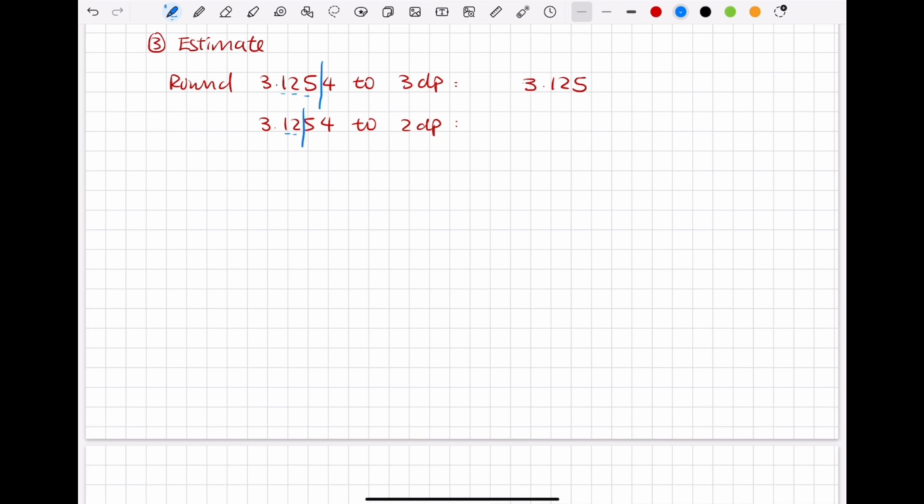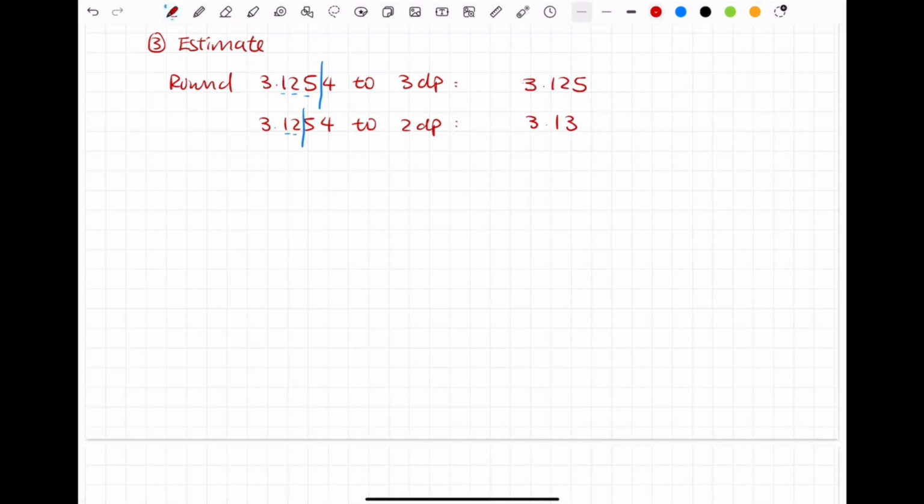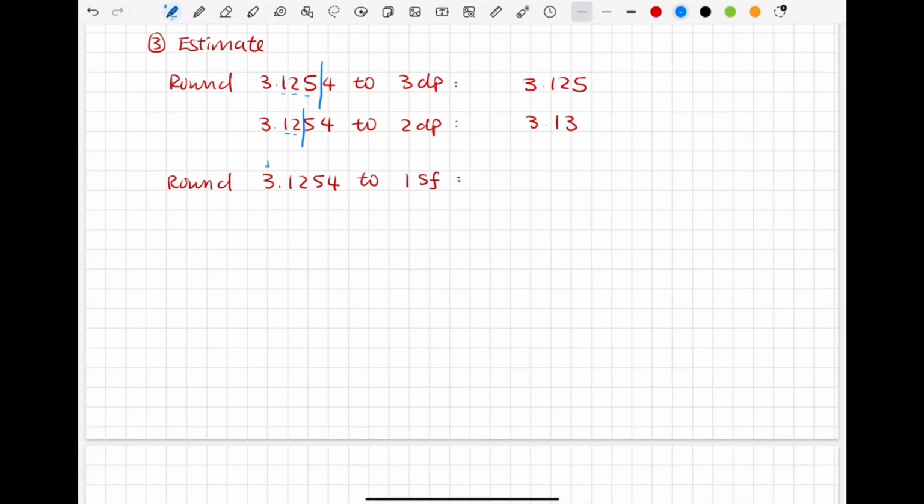5 is greater than 4. We are going to round the previous digit 2 up. So the answer is 3.13. If we wanted to round this decimal to one significant figure, similarly, we are going to look at the first non-zero digit, which is 3, and then look at the number after that, which is 1, and that is smaller than 4, therefore the previous digit stays the same.